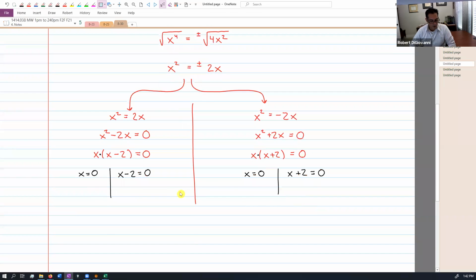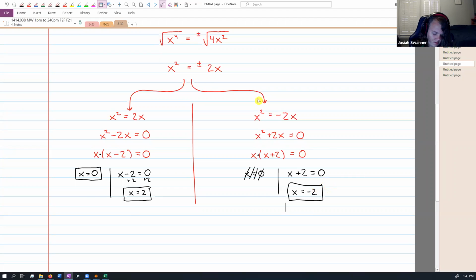Good. This is good. On this one, that's just x is 0. You have the answer. Boom, you're done. The other one, you add 2 to both sides, so x is 2. Over here, you have x equals 0. I don't need to really worry about it because I already have x equals 0. On this one, you subtract 2 on both sides, and you get x is negative 2. Perfect. That works.